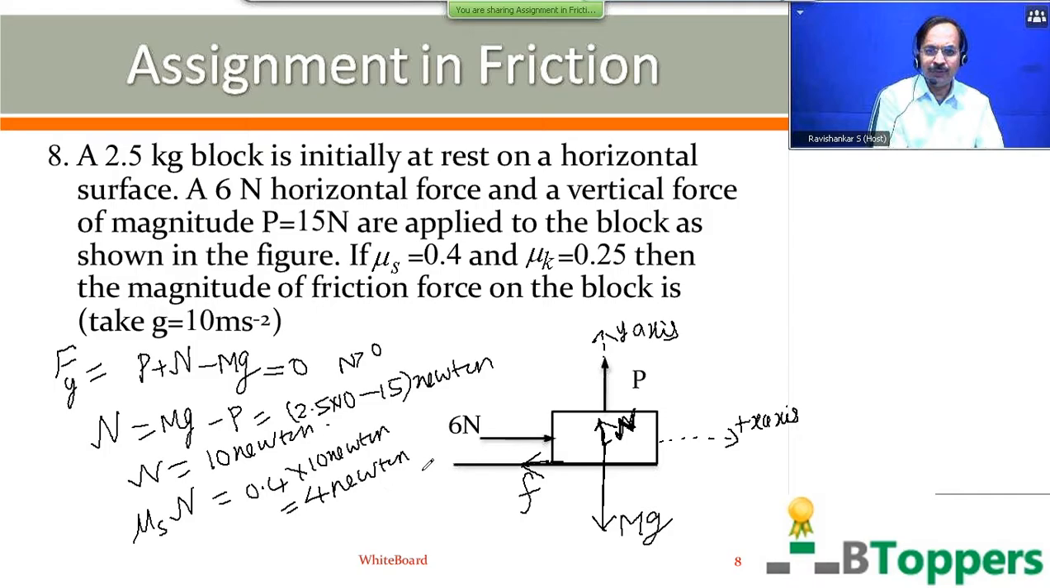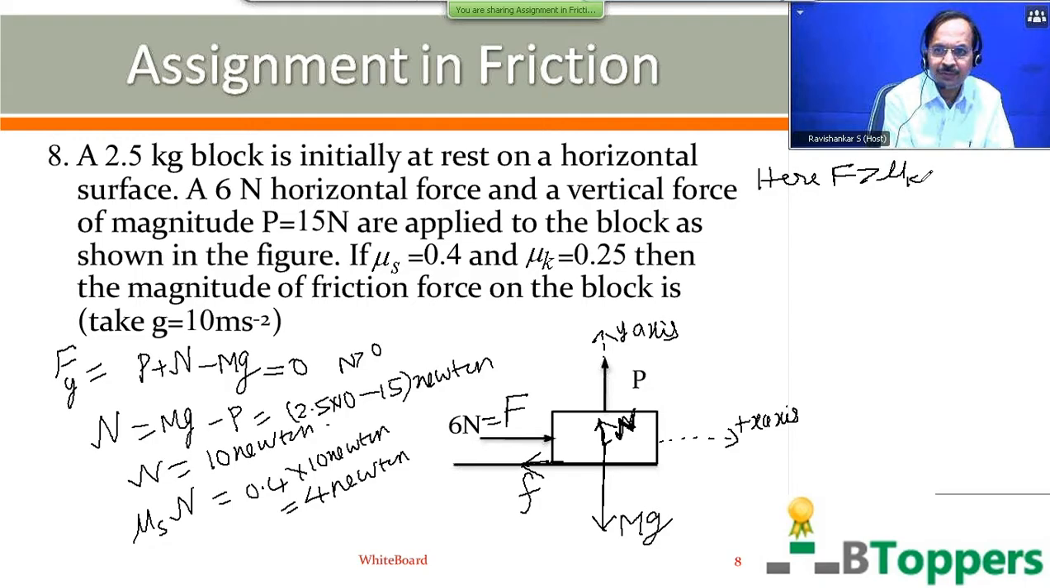Here the magnitude of limiting friction is 4 newtons, but the magnitude of the horizontal force applied, which we normally denote by capital F, is 6 newtons. That means the magnitude of the horizontal force applied on the body is greater than the limiting friction. Therefore, the block will be in motion. The block is in motion.